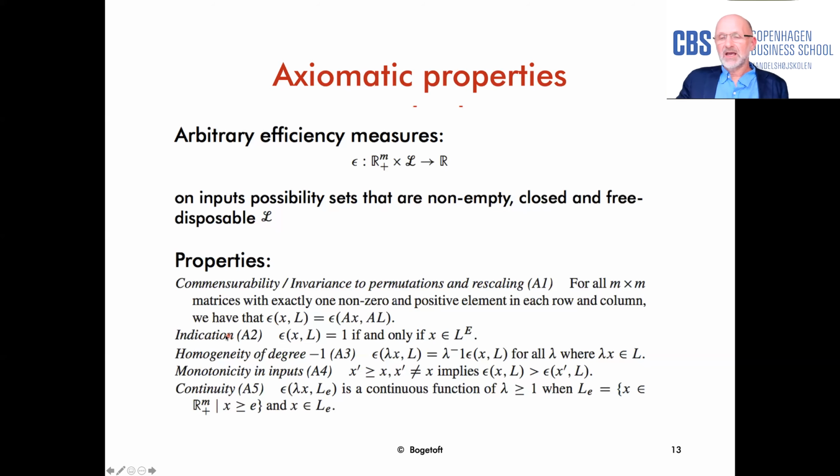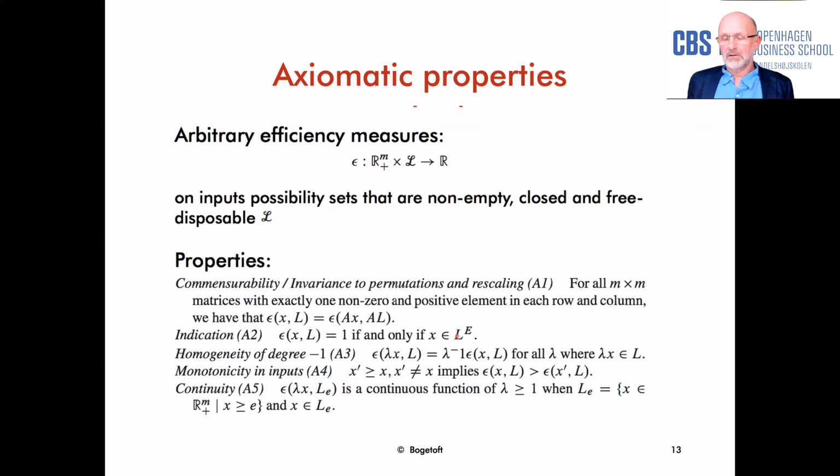Indication is the one that Farrell had problem with. It basically says that you get an efficiency score of 1 if and only if you are Pareto efficient. And we know that that is not the case with Farrell because there was this potential slack problem.